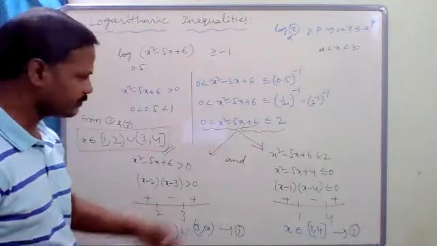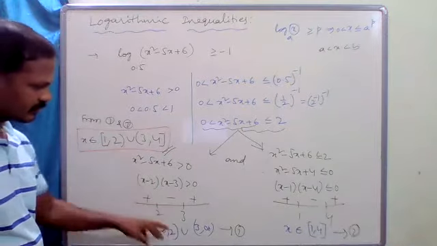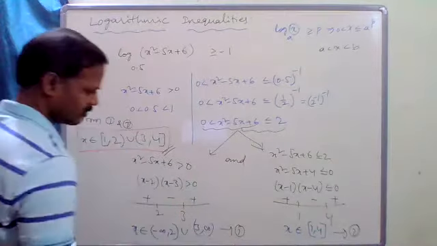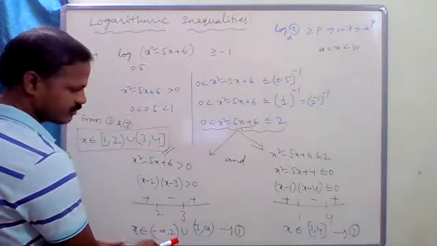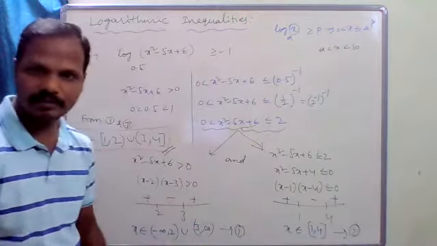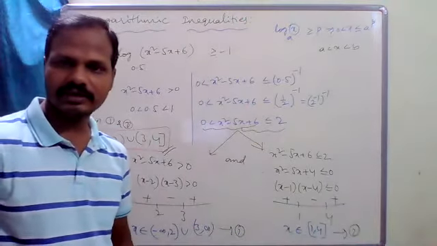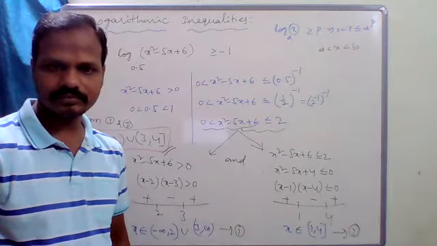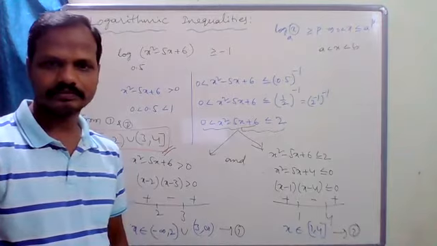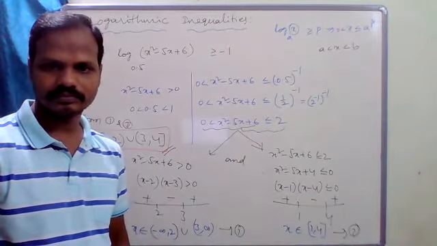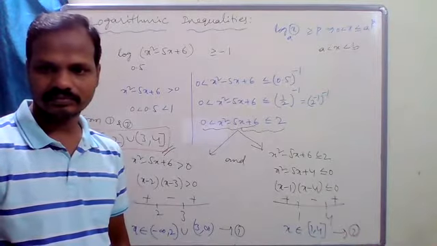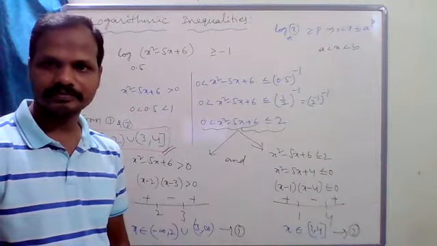Is it clear everybody? How we will calculate intersection? Just take real line and draw this one and this one and take common part. Is it clear? Is it clear to everybody?